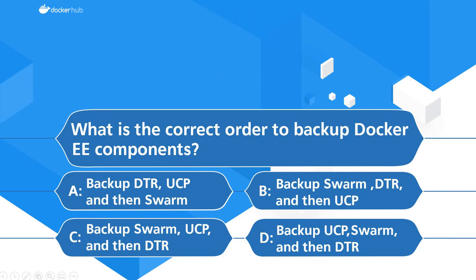And the correct answer is C. Backup Swarm, UCP, and then DTR. UCP backup contents are stored in a tar file.